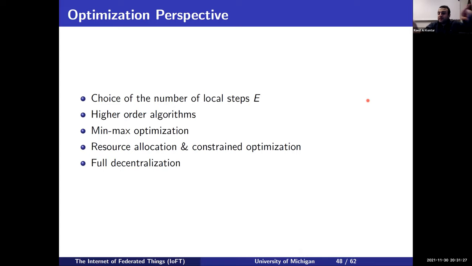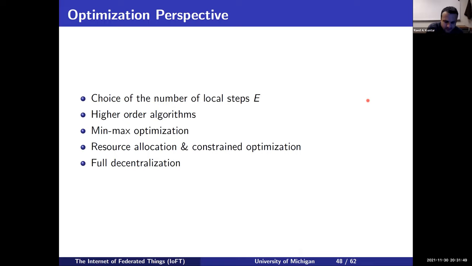Because clients will drift away from each other, even if they have the same data distribution, just from the stochasticity of SGD and the high non-convexity, non-linearity of deep networks per se. So how to decide on the number of local steps given the model? How to move beyond first order methods?